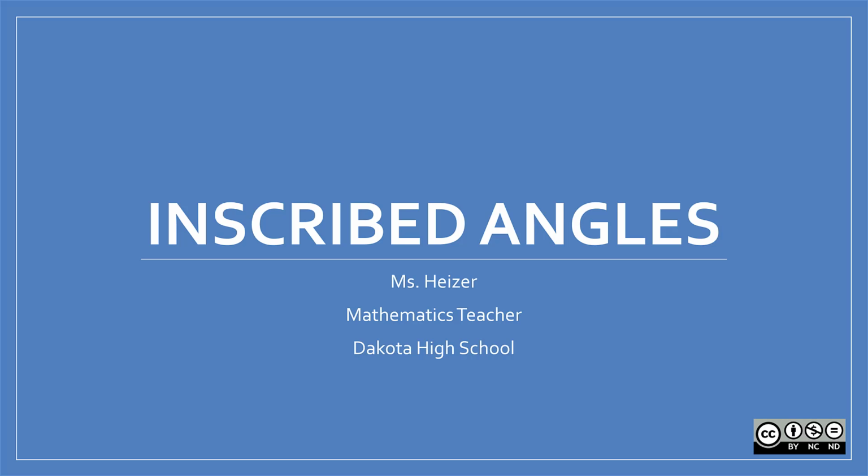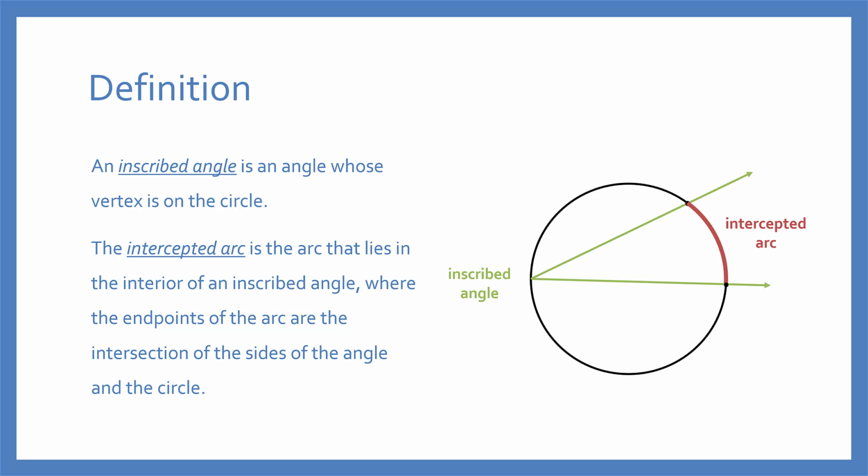Welcome to our lesson on inscribed angles. So let's start with some definitions. An inscribed angle is an angle whose vertex is on the circle, and the intercepted arc is the arc that lies within the interior of an inscribed angle, where the endpoints of the arc are the intersection of the sides of the angle and the circle.